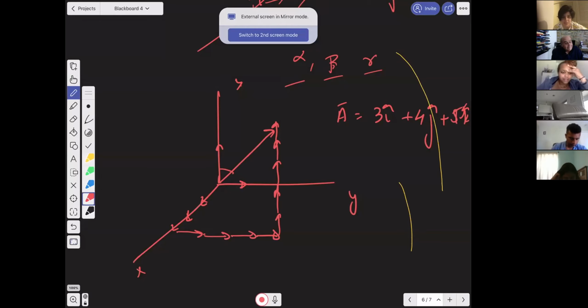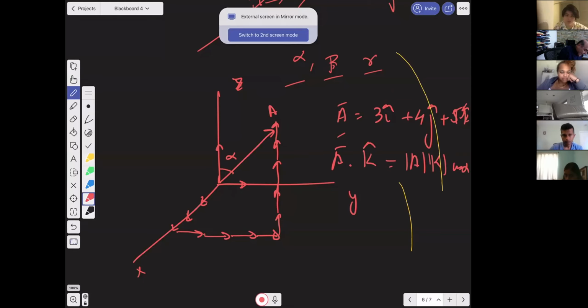Can you tell me what you will do? Please tell me one point. How will you find this angle alpha, the angle that the vector A makes with the z axis? Dot product. A dot k will be the magnitude of A by the magnitude of k, which is 1, by the cosine of alpha.